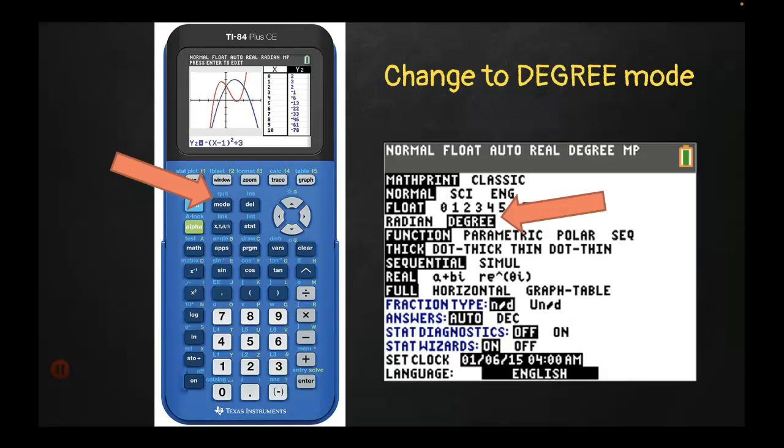So here are some settings that we want to make sure we have in our calculator before we do the next several problems.